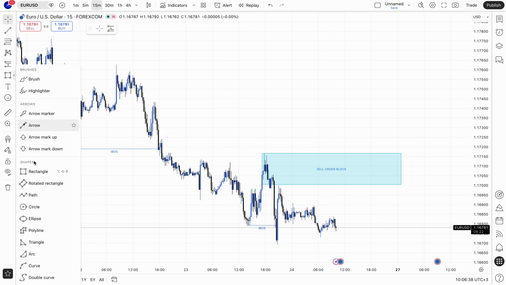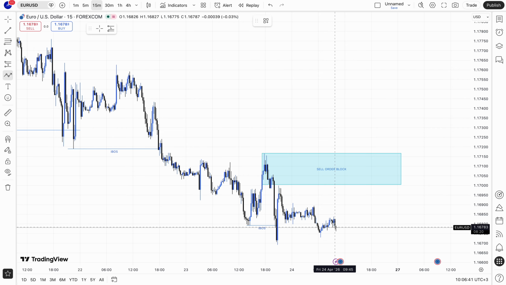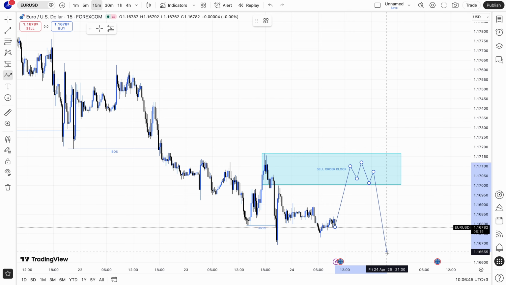Scenario number 1, you're going to wait for the price. You wait for the price to pull back here. Then you look for sell confirmation from the lower time frame. Then you continue selling it. That will be scenario number 1.